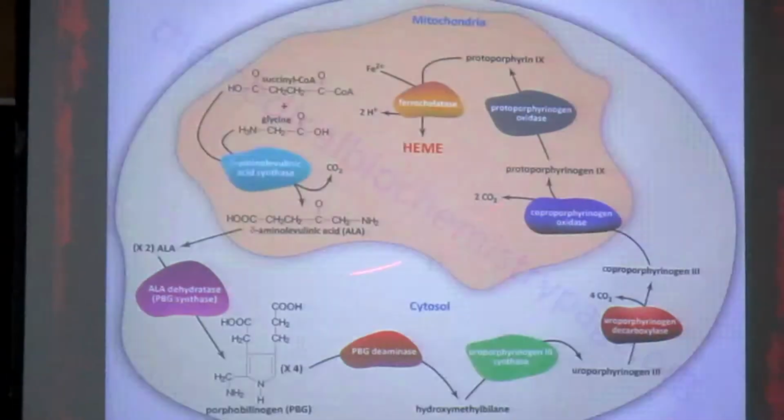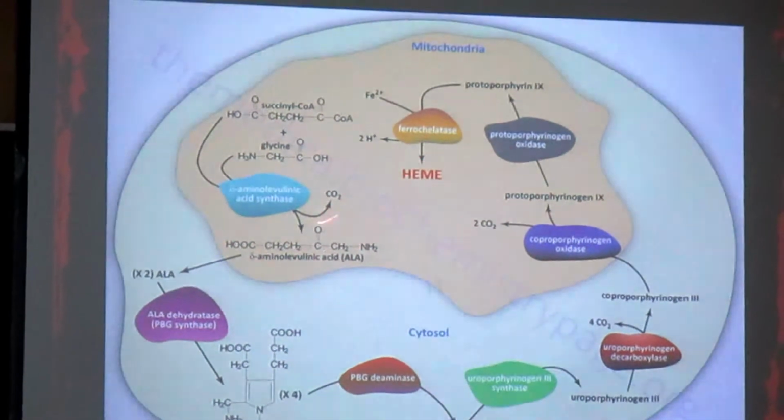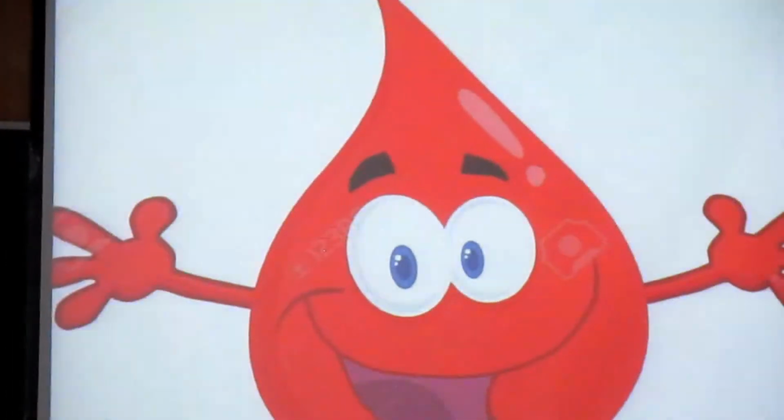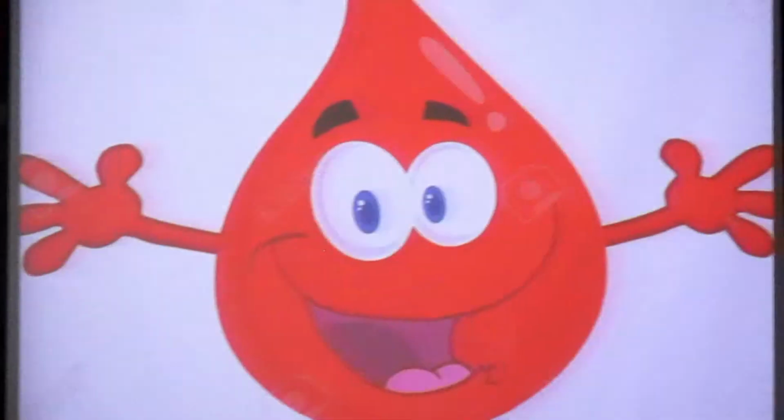This is the schematic representation where the compounds are transferred between mitochondria and cytosol to produce heme in mitochondria. What is porphyria? What types of compounds?